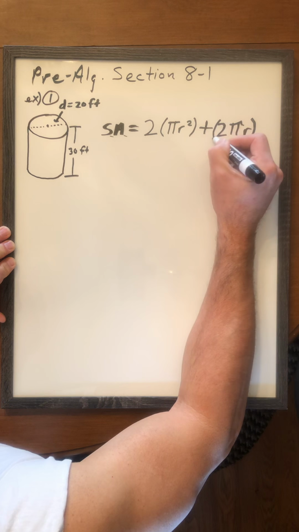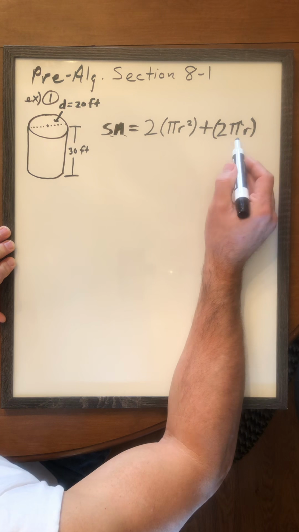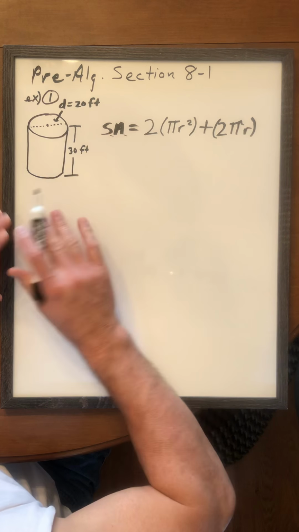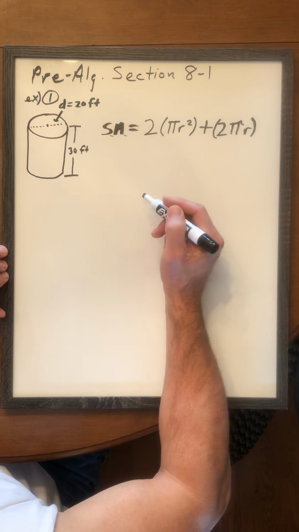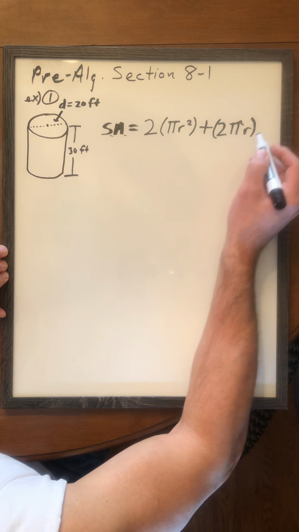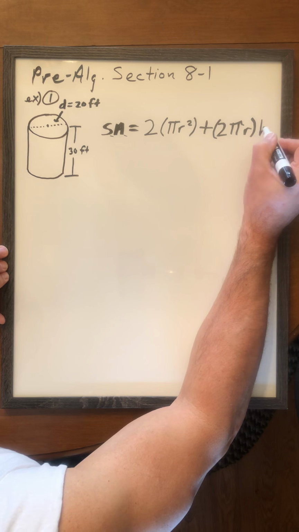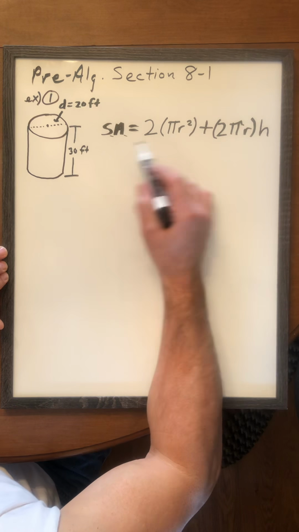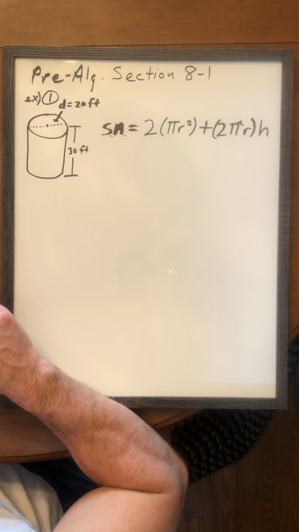which is the circumference, which is the distance around, which means when I fold out that rectangle, that's going to be the length of that rectangle. So then we're going to take that times the height. And so we have our formula now that we've written down.